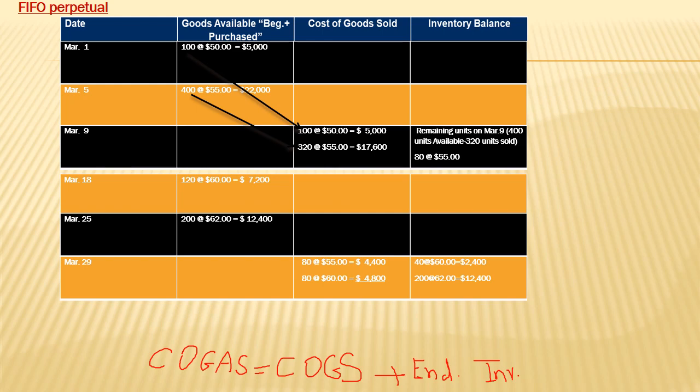How about the remaining units of the total 160 sold? How many units remaining? Actually, from the 120 here, I took only 80 units, which means that 40 units are remaining at a cost of $60, and the 200 units are all remaining since I did not take anything from them. So 200 units at a cost of $62.